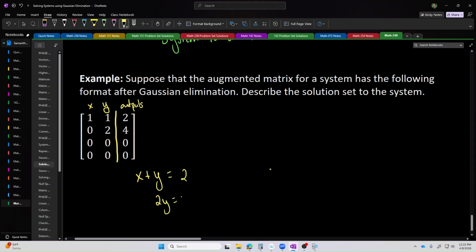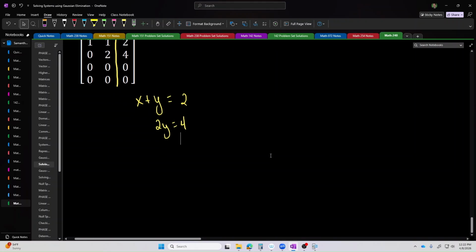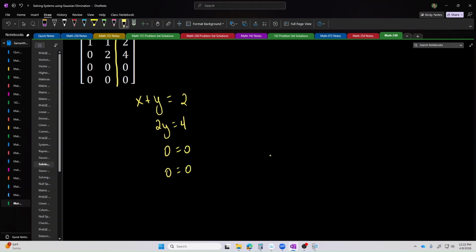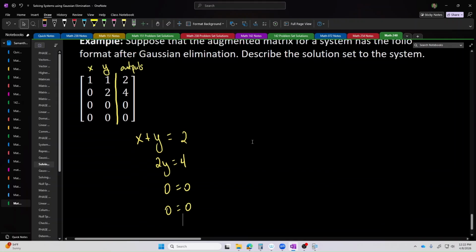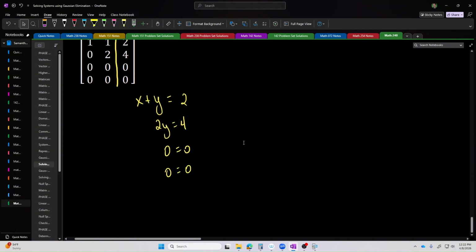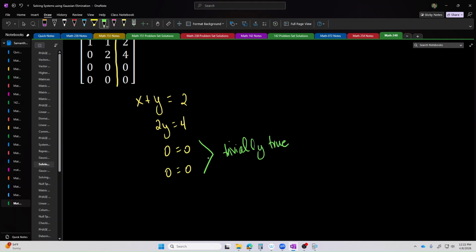I get 2y is equal to 4. And then the last two equations in the system come from these last two rows: 0 equals 0. All zeros on the left, all zeros on the right. Now notice that even though we obtained two equations that are trivially true, in this case, we don't have any actual free variables. We have two variables and we have two meaningful restrictions on those variables, which give rise to a unique solution to this system.